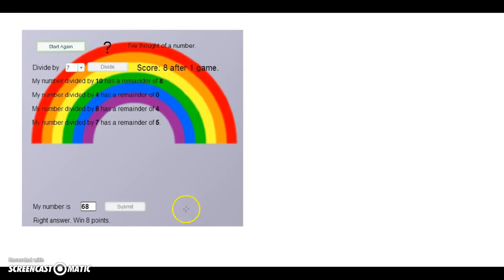So I go ahead and I enter it in, I submit, and I earned 8 points. I could have earned 10 points if I guessed it on the first couple of moves, which is nearly impossible. So I'm very happy that I scored 8 points on this.